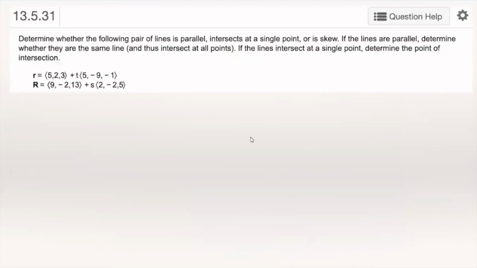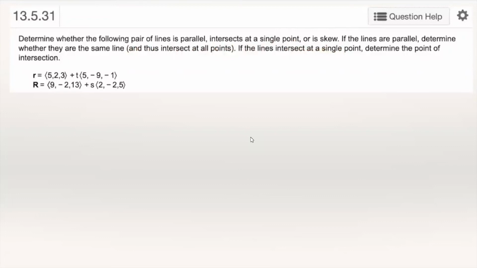Okay, we're done. Now, as I said at the beginning of this lecture, we're just going to go over two of the traditionally most missed homework problems from the 13.4, 13.5 homework. So here's one. We're given two lines. We want to determine if they're parallel, intersect at a single point, or skew. Skew meaning that they're neither parallel nor intersect.